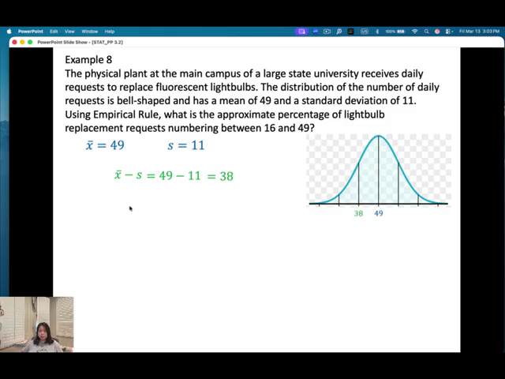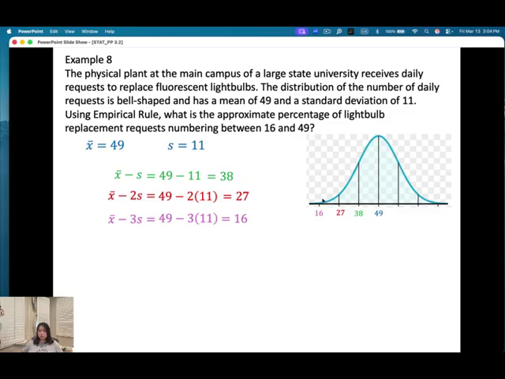Okay, then one more. We're gonna find the mean minus 2 standard deviations. So 49 minus 2 times 11, which is gonna be 27. Okay, last one. The mean minus 3 standard deviations. So 49 minus 3 times 11, which is gonna be 16. That's good. So now, we want to find out the approximate percentage in between 16 to 49.